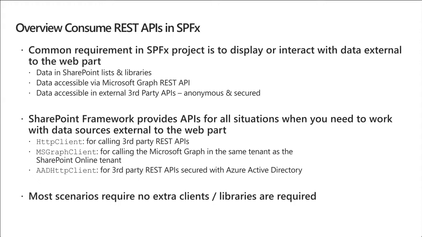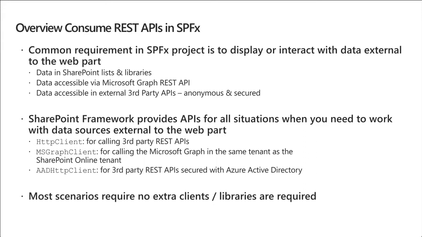Now, a common requirement that we have in a SharePoint Framework component or project is to display or interact with data external to the web part. This could be data in a SharePoint list and library, or data that's accessible via the Microsoft Graph, or that's accessible via external third-party APIs that are either anonymous or secured. Now, the SharePoint Framework provides APIs for all these different situations when you need to work with data and data sources external to the web part. We have really 4 different scenarios here. I've got 3 listed, but it's really 4 different scenarios.